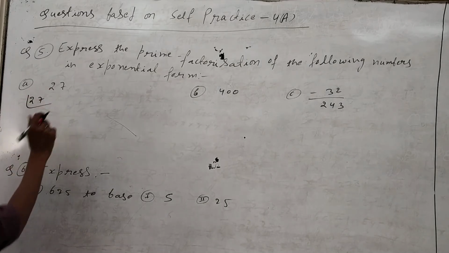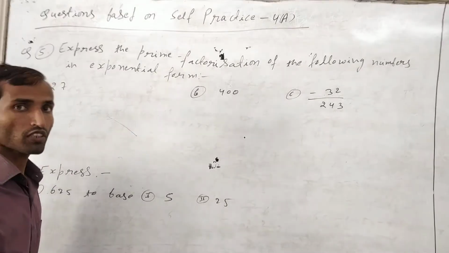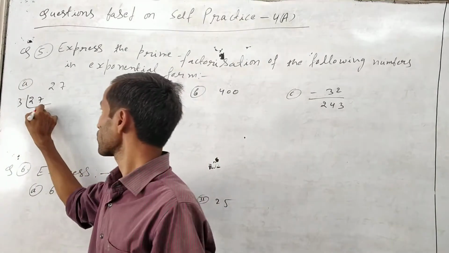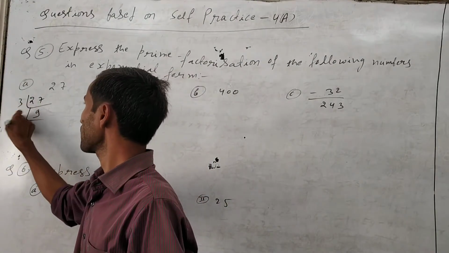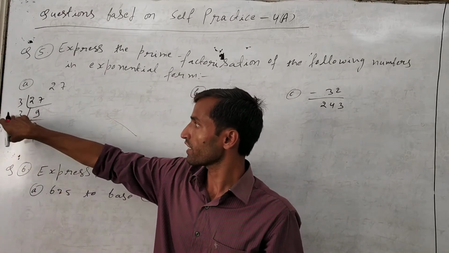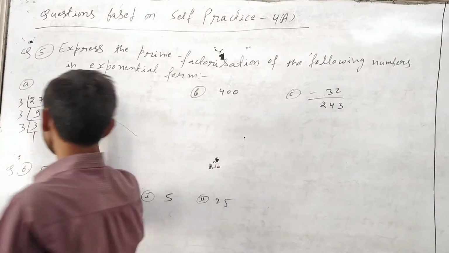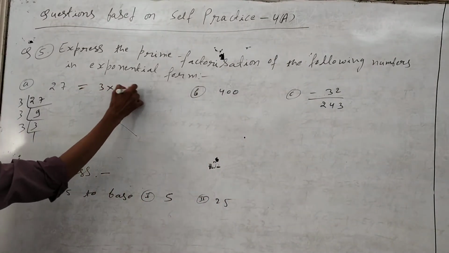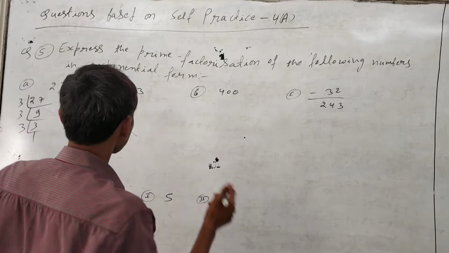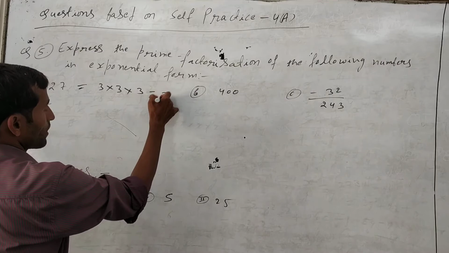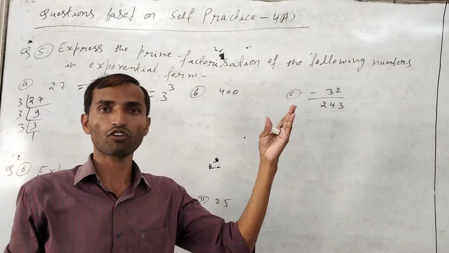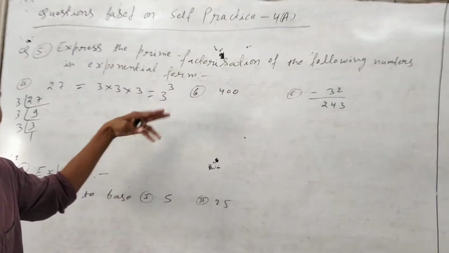Just see here, we have to divide by 3. So we write 3, then 9 will come, again 3, then 3 will come, again 3, it will come 1. So 3 into 3 into 3 will come. We write 27 as 3 into 3 into 3. How many times did 3 come? 3 came 3 times, so we write 3 power 3. Final answer 3 power 3. If it comes 4 times, you put power 4. If 5 times, you put power 5.